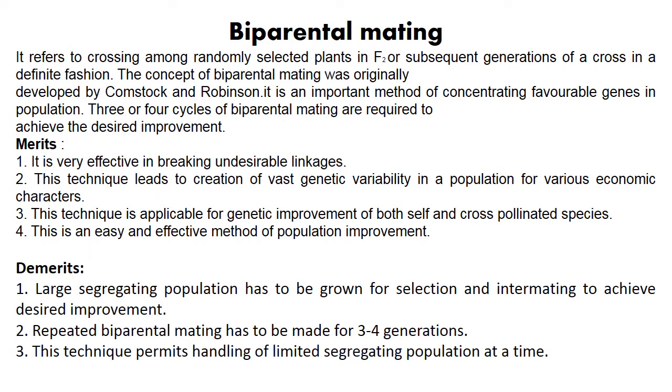Third one is biparental mating. It is crossing among randomly selected plants in F2 or subsequent generations of a cross in a definite fashion. The concept was originally developed by Comstock and Robinson. It is an important method of concentrating favorable genes in a population. Three or four cycles of biparental mating are required to achieve the desired improvement. For better understanding, it is further classified as North Carolina 1, 2 and 3. 1 is called nested design, 2 factorial design, and 3 is the most appropriate among the mating designs.